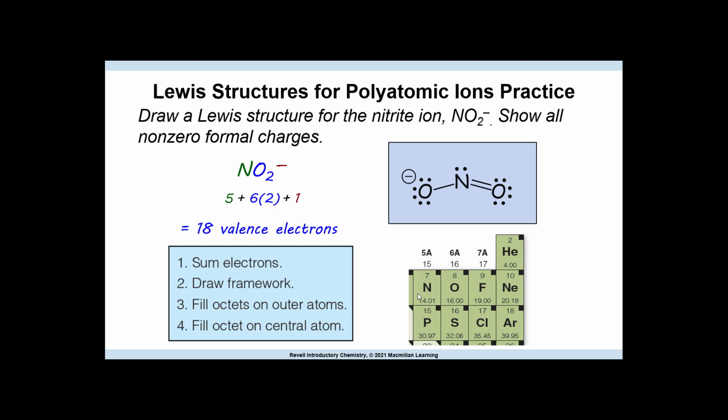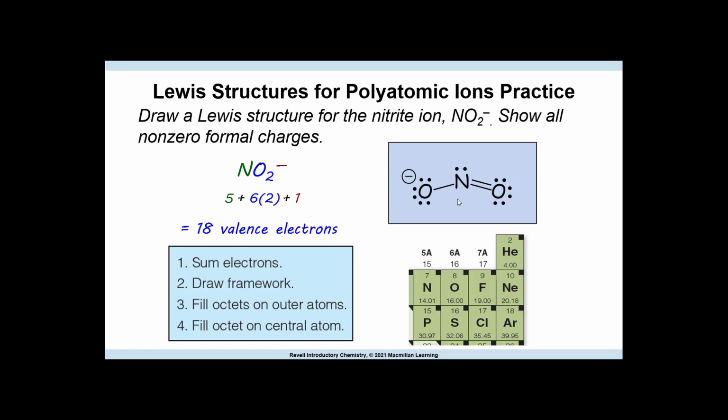Frame the structure. In this case, nitrogen is on the left of oxygen, so nitrogen's going to be in the middle. It's not always that way, but for this example, the nitrite ion, that's what it's going to be. Fill the octets of the outer atoms first, placing electrons around each oxygen using 16 of 18. Fill the octet on the central atom, and we have 2 remaining electrons, which we can place on the central atom. This leaves the nitrogen 2 electrons short of a filled octet.